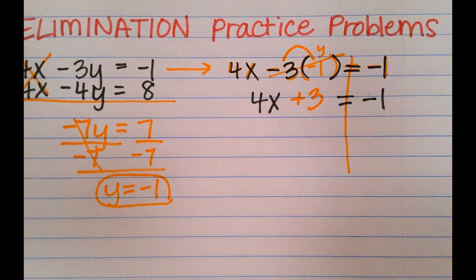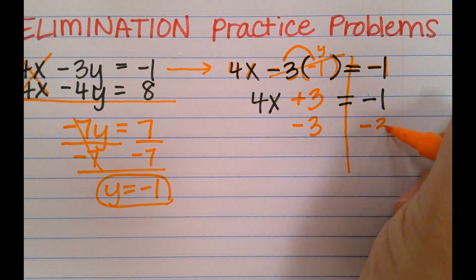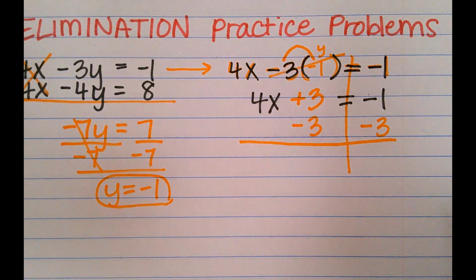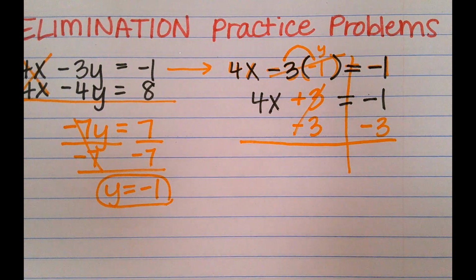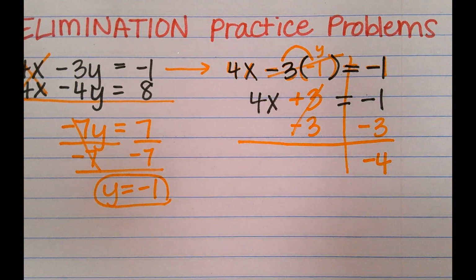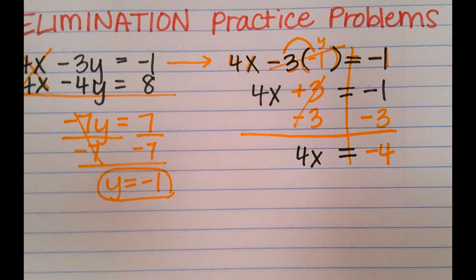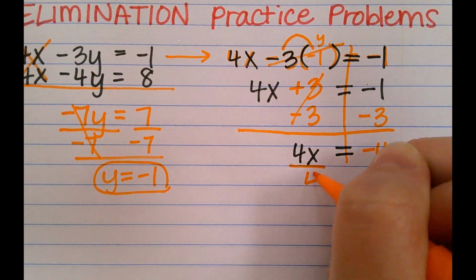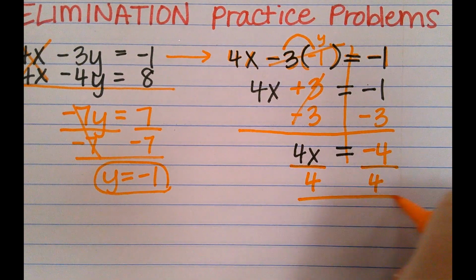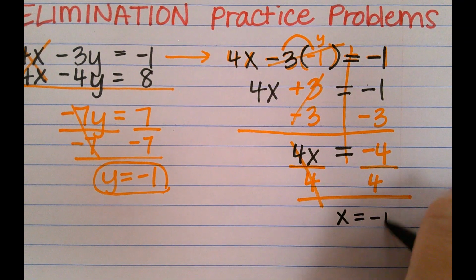Now we can solve. Subtract 3, good. -1 minus 3 is -4. Good. Bring down 4x. Divided by 4. Good. Equals -4. And then just like you said, to get x by itself, we divide by 4. Perfect. We will get x equals -1.